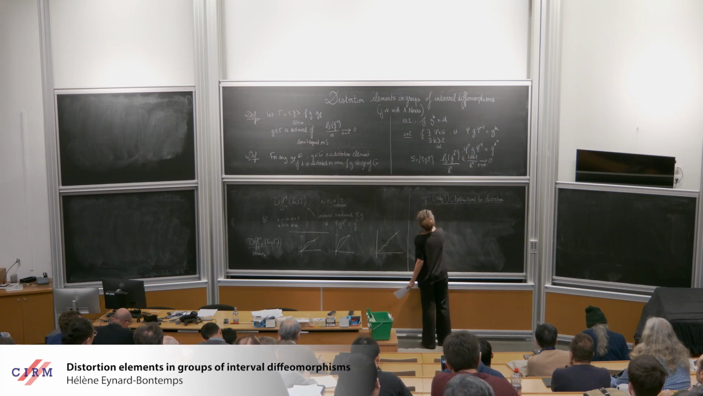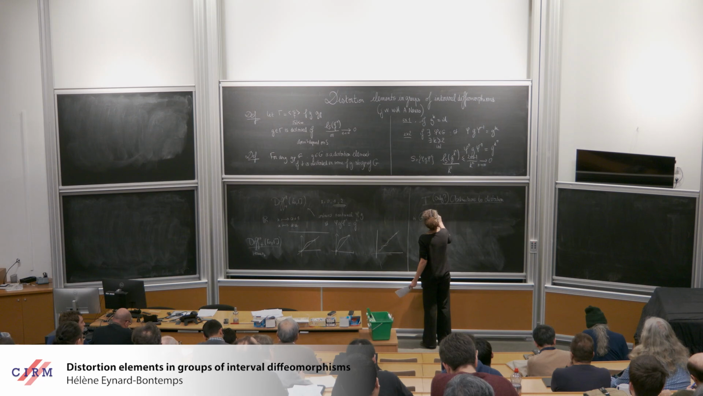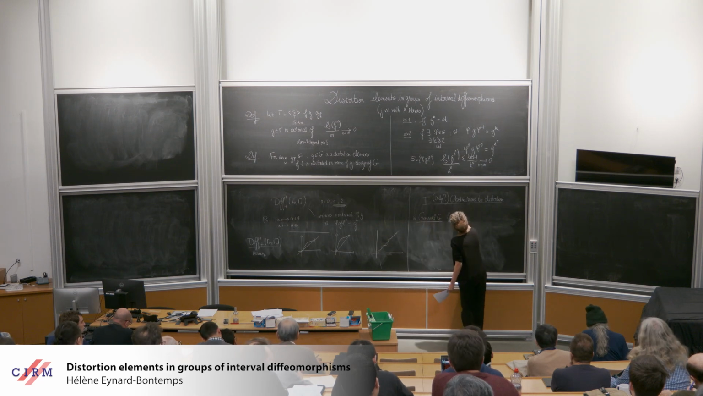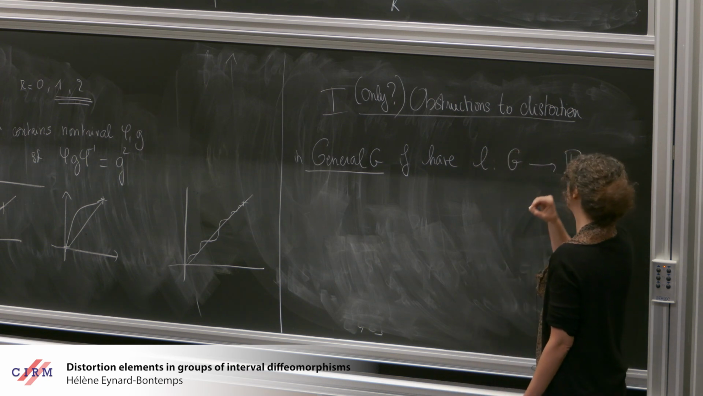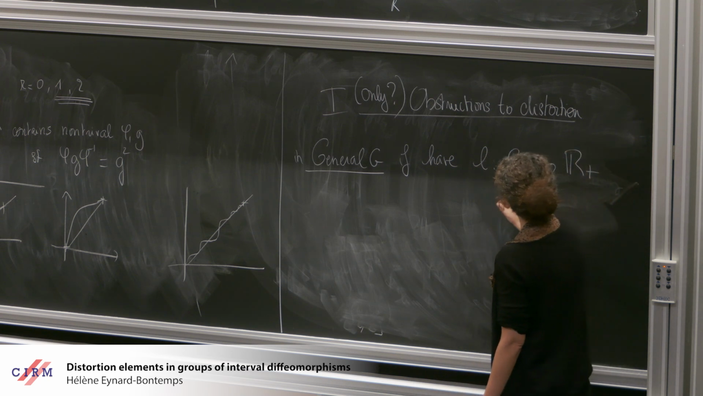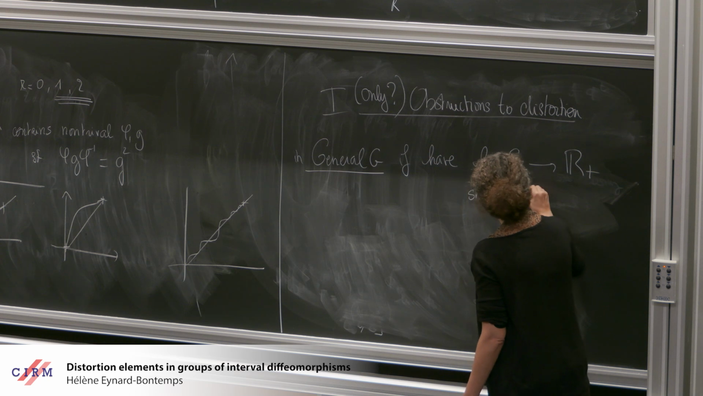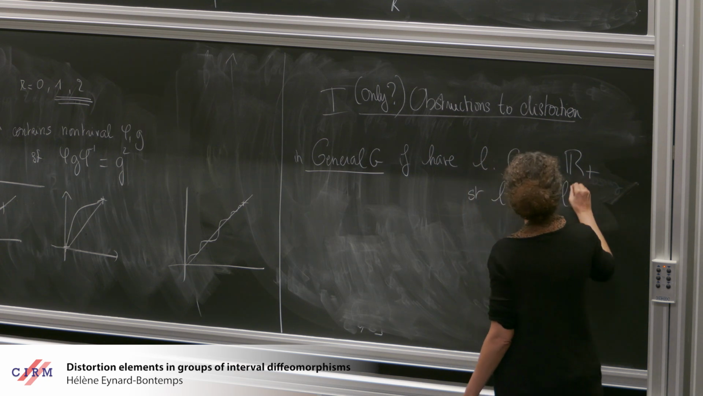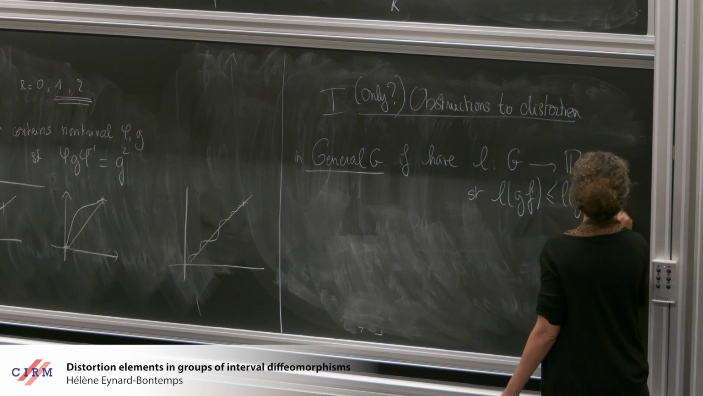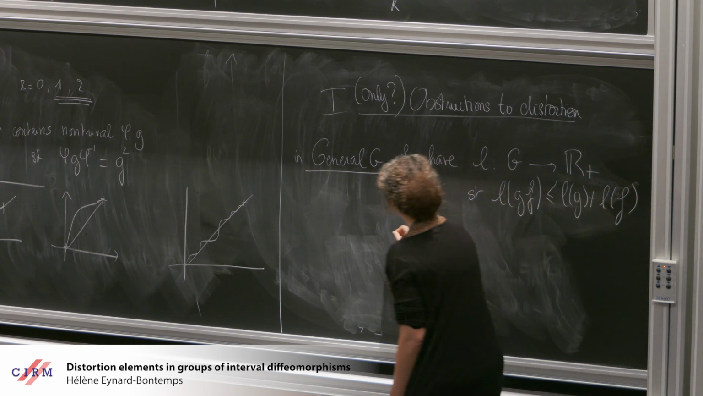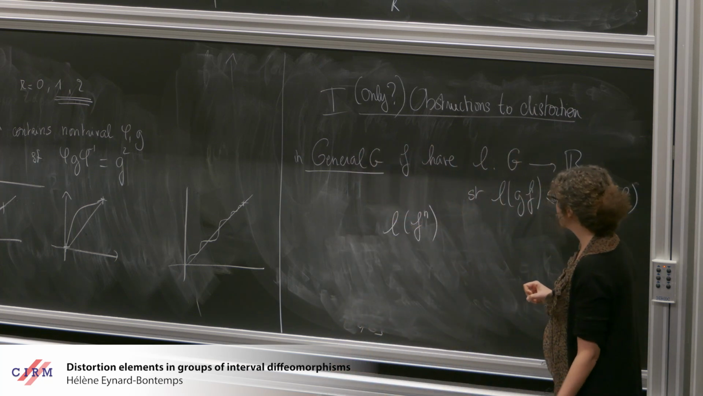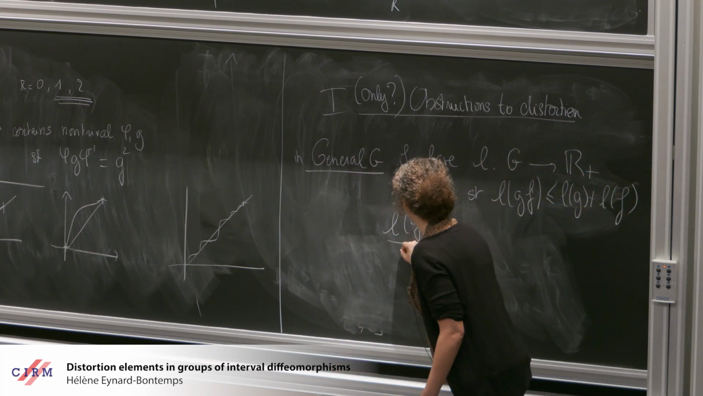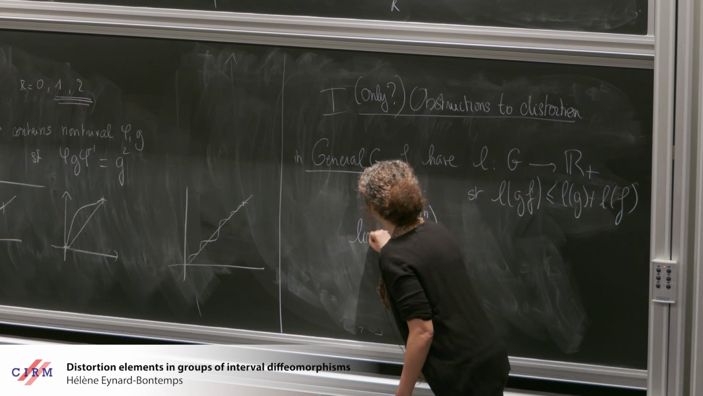So in a general group G, if you have a map L that goes from your group to the positive numbers such that L(gf) is less than L(g) plus L(f), then again L(f^n) defines a subadditive sequence. So if you divide by n, you get a well-defined real limit.